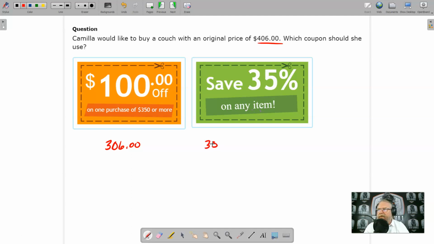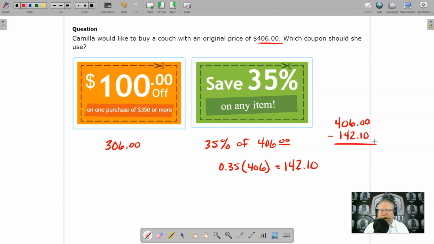So we're talking about 35% of 406, right? And that's what she would be saving. Now, we could do this, and let's go ahead and do that. 0.35 is a decimal. Let's multiply that times 406. And this is going to equal 0.35 times 406. Clear. 0.35 times 406 is going to be a savings of $142.10. Now, I would have to take the 406 and subtract the 142.10.